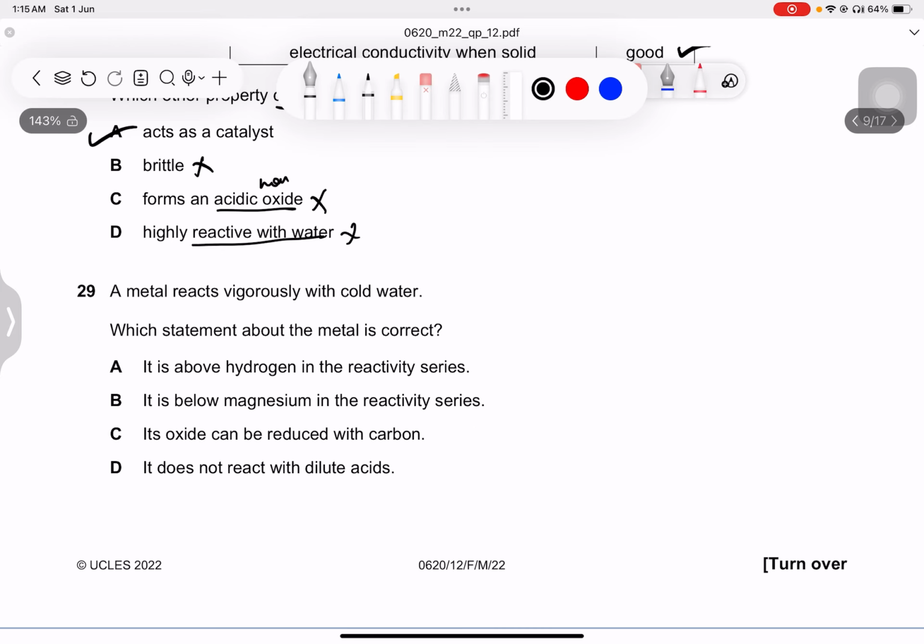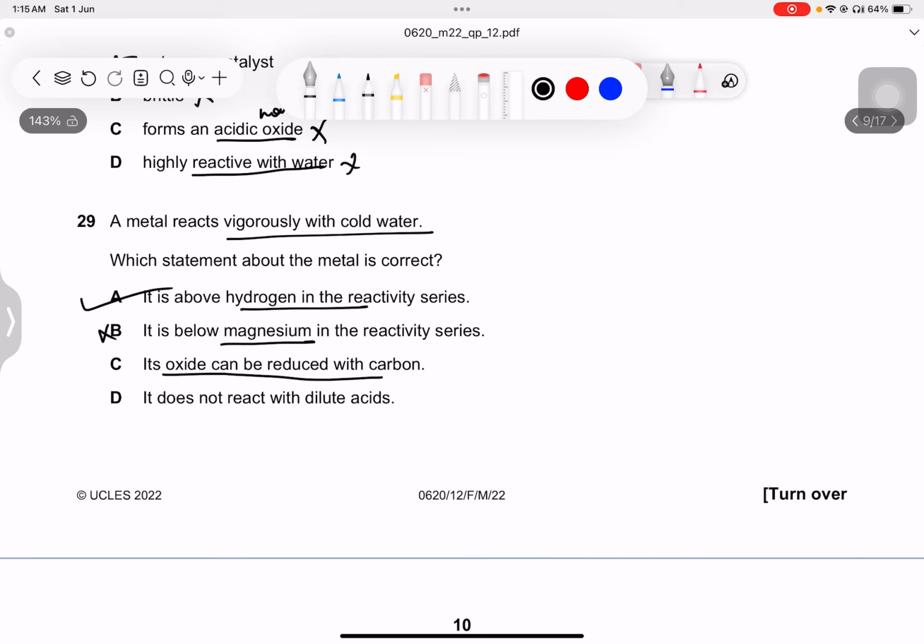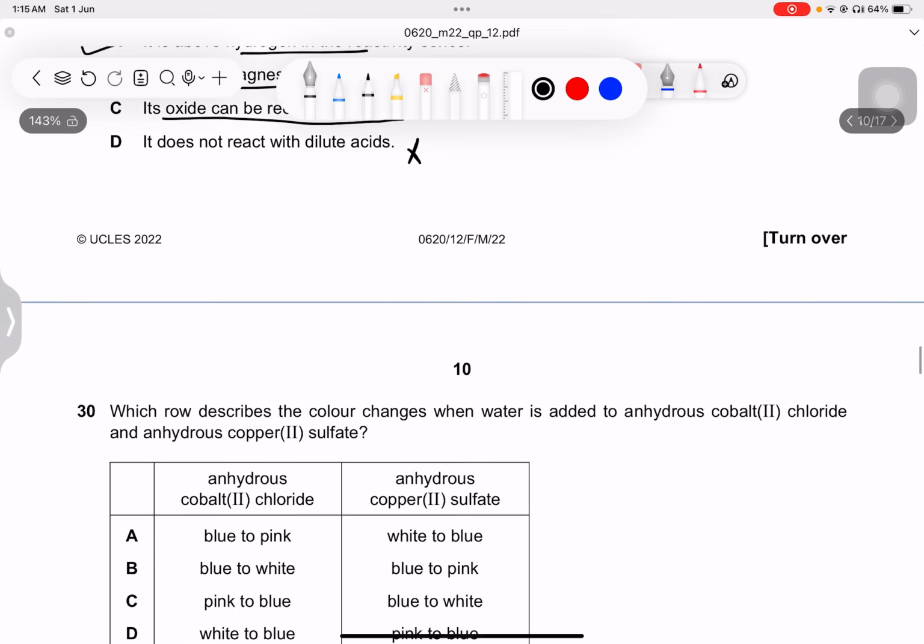A metal reacts vigorously with cold water, so it should be very reactive. It is above hydrogen in the reactivity series, definitely. It is below magnesium, no. Magnesium itself does not react vigorously with cold water. Its oxide can be reduced with carbon, no. It is very high in reactivity, so it is separated through electrolysis. It does not react with dilute acids. This is a property of metals which have a low reactivity, so it is not true.